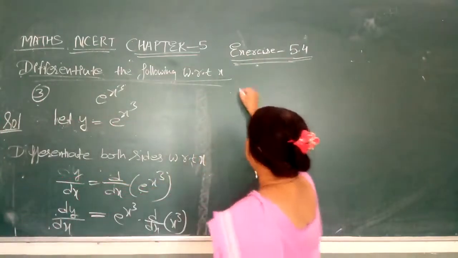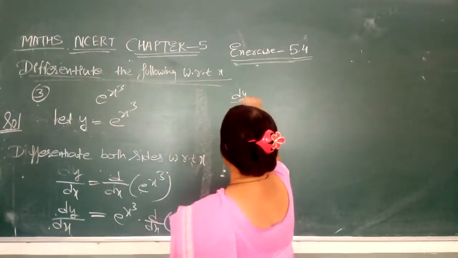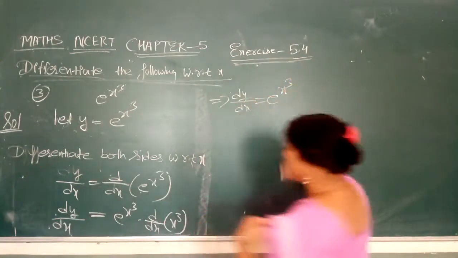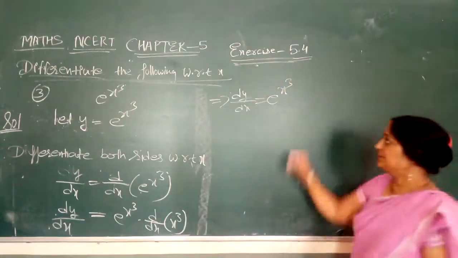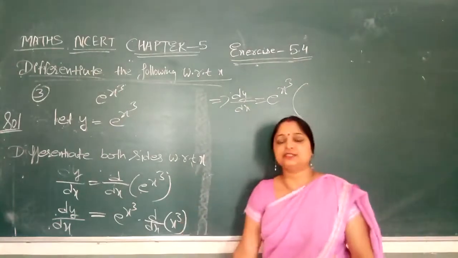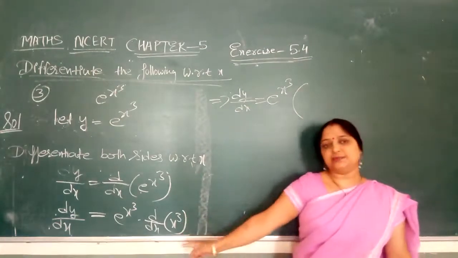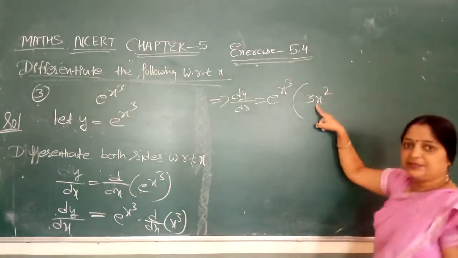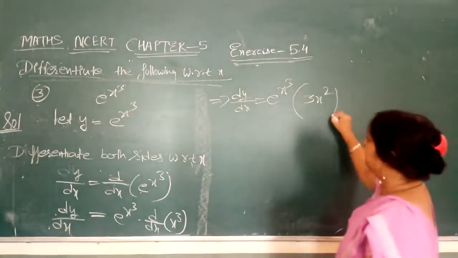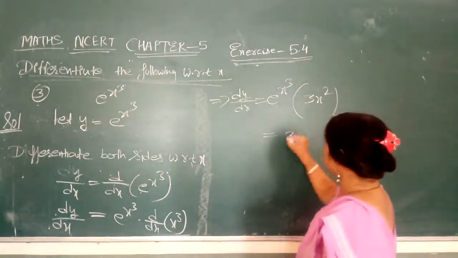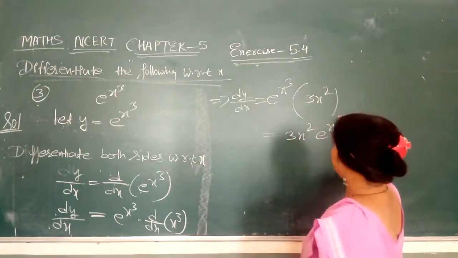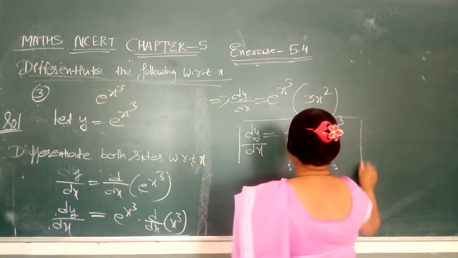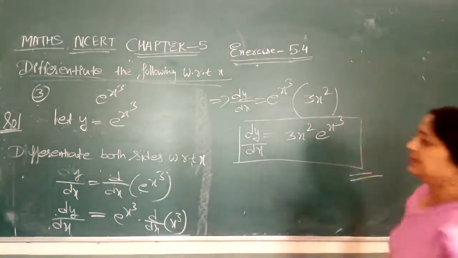After that, dy upon dx equals e raised to power x cube as it is. What is the derivative of x cube? The derivative of x raised to power n is n x raised to power n minus 1, so it will come 3x square. And again the derivative of x, that is dx upon dx, will come 1. So it is coming 3x square into e raised to power x cube. This is the value of dy upon dx. This is the solution of question number 3.